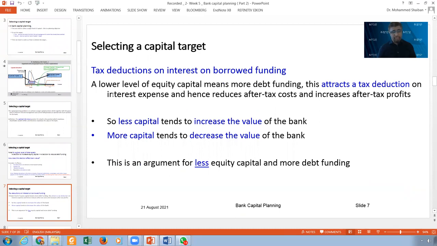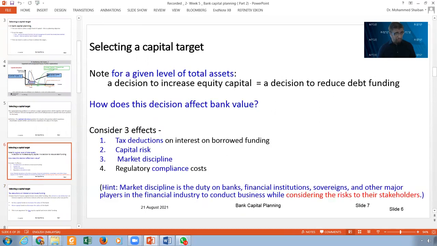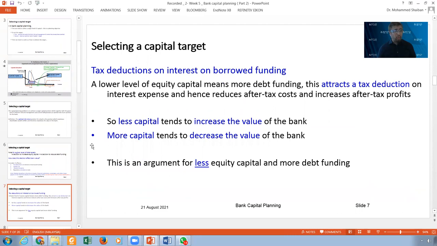I think it should be very clear. These 3 issues or 4 issues. There are 3 factors, but 4 issues are actually the ones that will work with us in deciding our target capital. Now, tax deduction should be clear because if I am going to finance the loan from debt, it's very useful for me. I mean, as a bank.